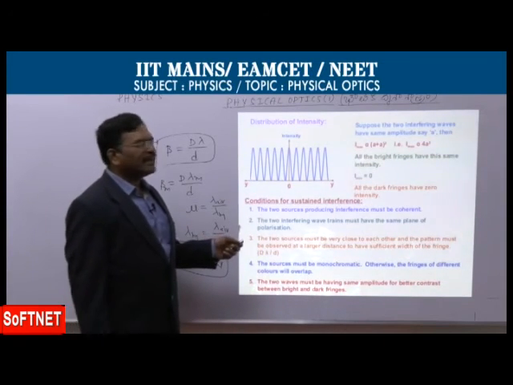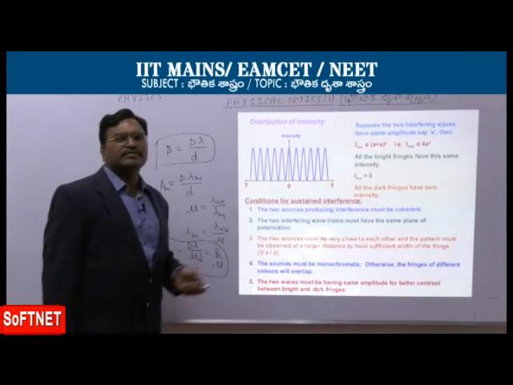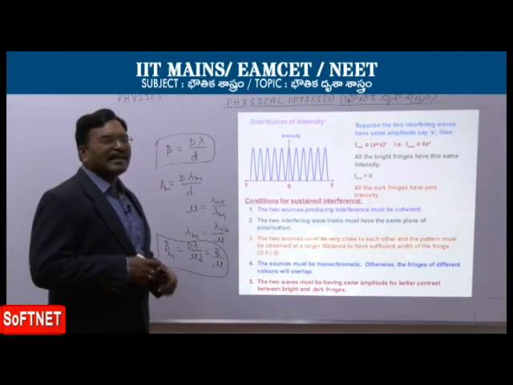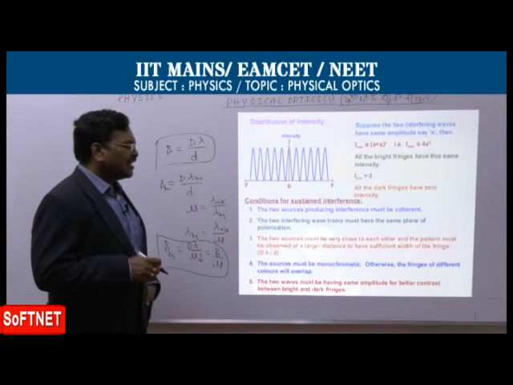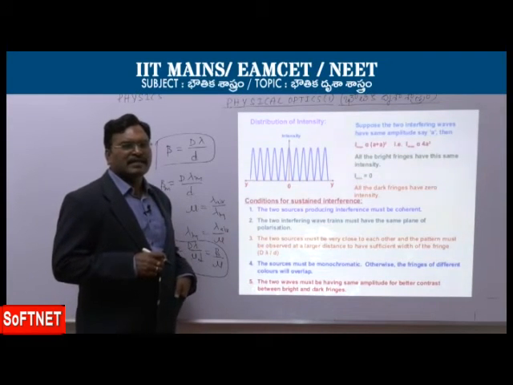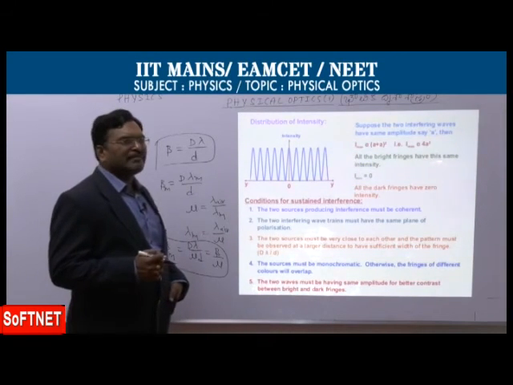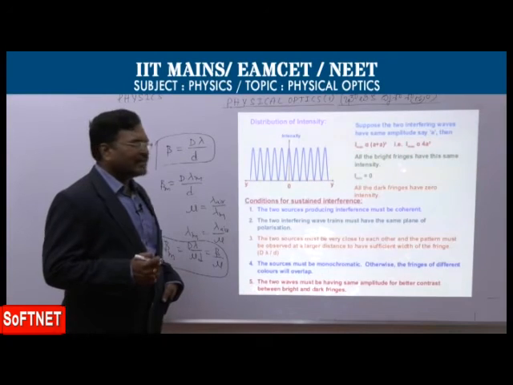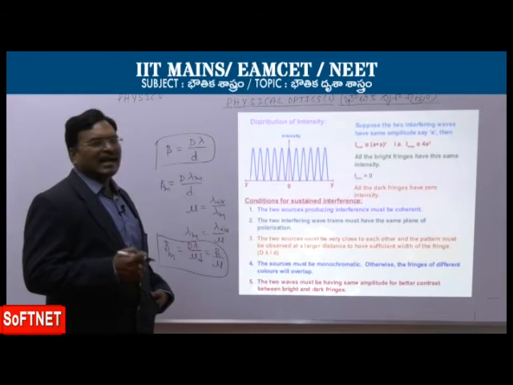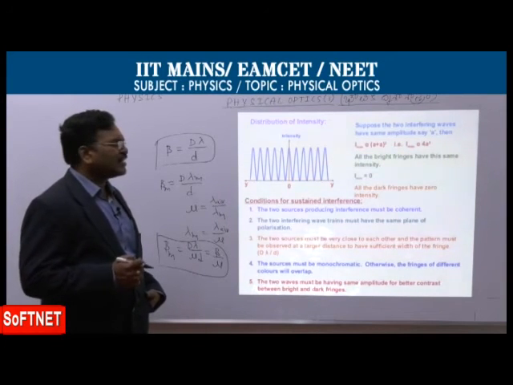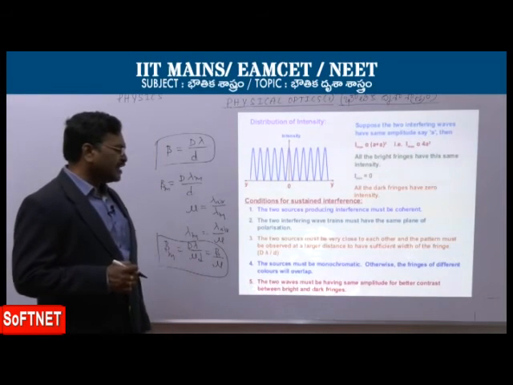If the two waves have equal amplitude, in destructive interference the resultant amplitude becomes 0, and the resultant intensity becomes 0. If we take two waves having the same amplitude, only then do we understand the better contrast between what? Bright bands and dark bands. With two waves of the same amplitude, in constructive interference the amplitude is maximum, we get a bright band and maximum intensity. In destructive interference, the two amplitudes are the same, the resultant amplitude is 0, and the intensity is 0. So that's why we need better contrast between the bright and dark fringes.